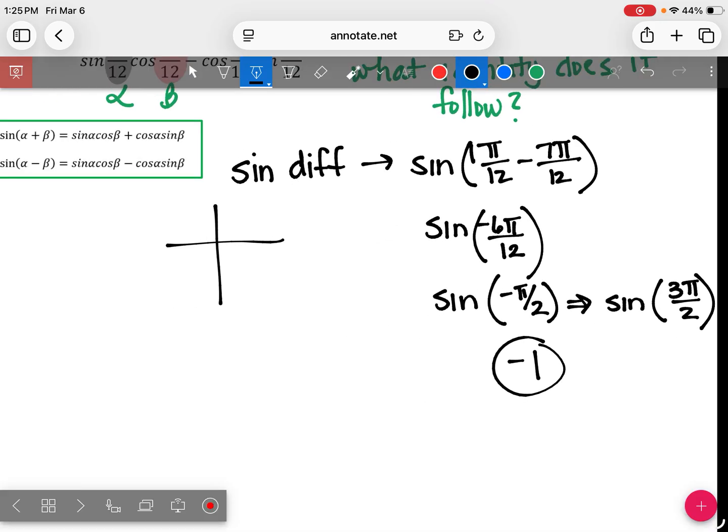Good job, children. Monday we'll do tangent. Tangent is always the cousin that brings the problem. So we're going to do that one Monday. We're going to start with a simplify and a verify, and then we're going to do tangent, sum and difference.